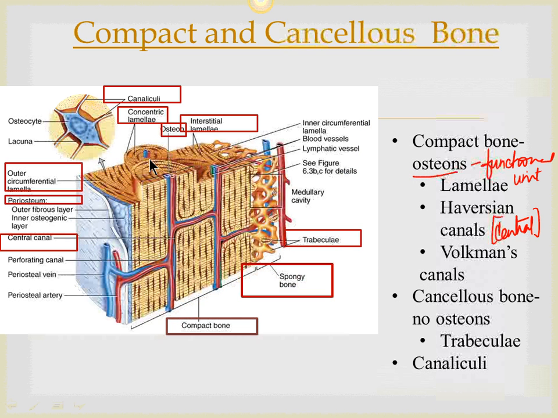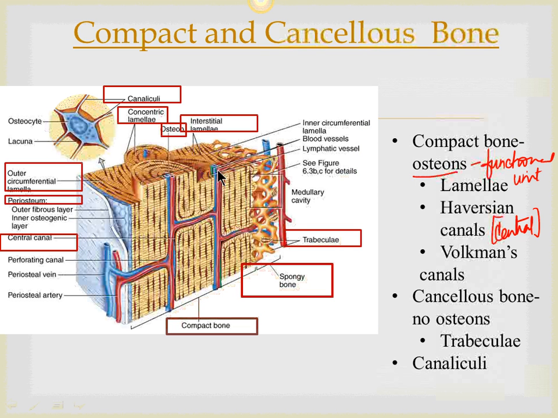The number of bone plates that it has is not set. It's not necessary that it has to have only 2 or 4 or 6. It can have, usually, about 4 to 6. Because these lamellae go around the central canal in a concentric, or circular, manner, they are known as concentric lamellae. Concentric means going around in a circle. So can you see this? These lamellae which go around the central canal in an osteon are known as concentric lamellae.